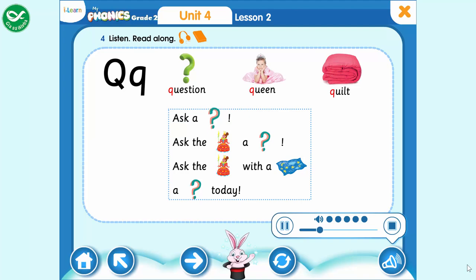Ask a question. Ask the queen a question. Ask the queen with a quilt a question today.